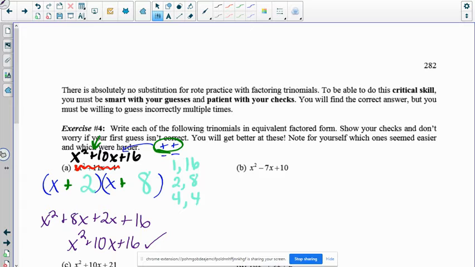And it works. Alrighty, next one. We don't need to change this one. This one's perfect the way it is.